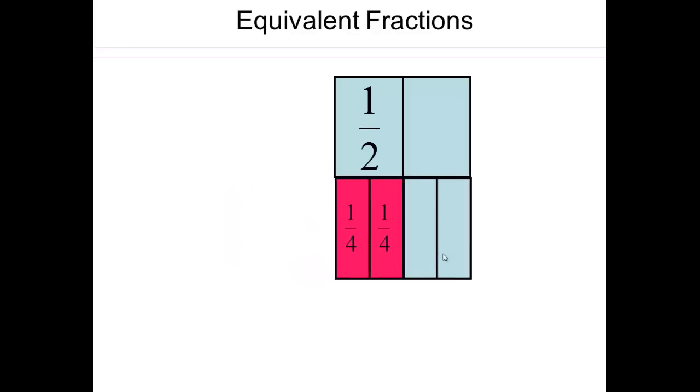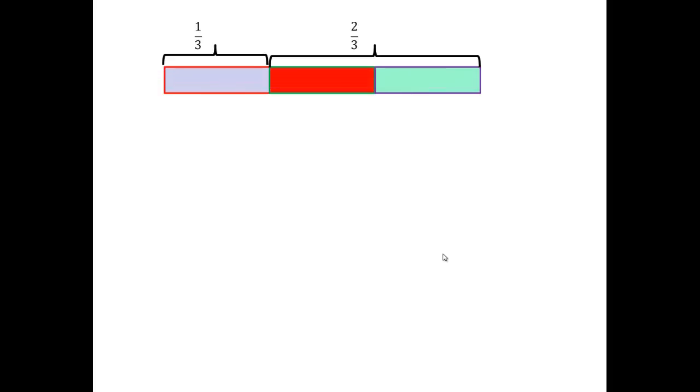They are equivalent because look, the whole is made up of 2 pieces or 4 pieces, but the same amount or same fraction is shaded. So 1/2 versus 2/4. Those are equivalent fractions. So in general, let's say I have 1 divided into 3 equal pieces, right? So I have 1/3, and the other 2 pieces make 2/3.